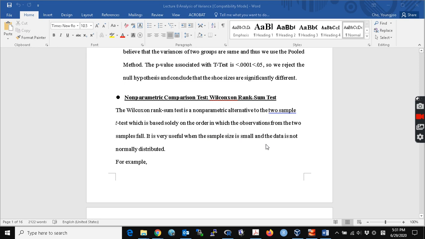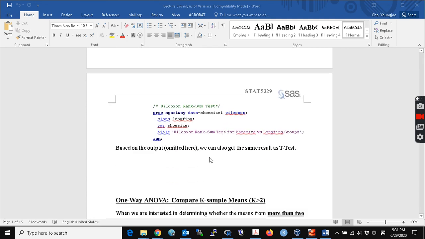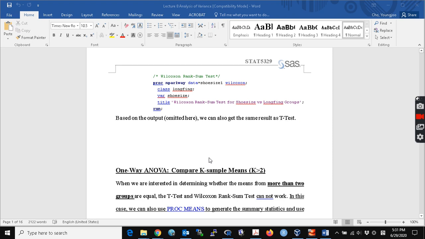If the normality assumptions are not satisfied, you can use the Wilcoxon rank sum test, which is the alternative to the two-sample t-test. You can use that, and you can also get the same result as the t-test. Please try to run this code by yourself.